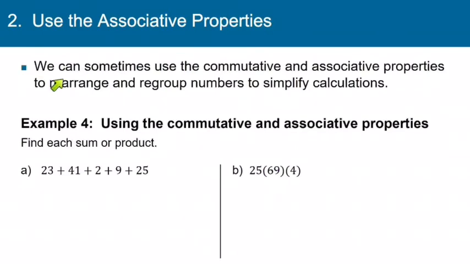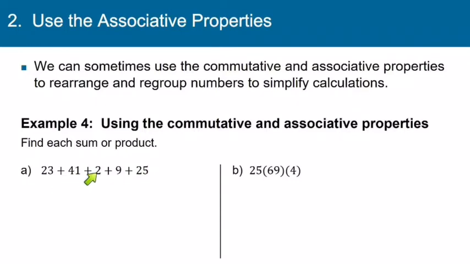Now, one of the really convenient uses of these properties is that sometimes we can rearrange and regroup numbers to make it easier to do calculations mentally. So let's look at example 4 and let's find each sum or product, thinking about how we might rearrange and regroup to make things easier. See, here in part A, we have 23 plus 41 plus 2 plus 9 plus 25.